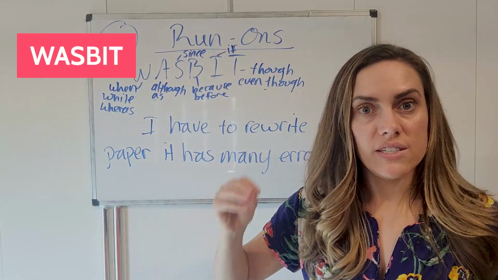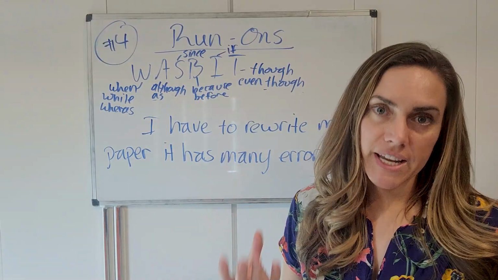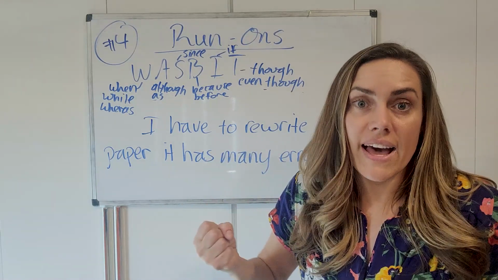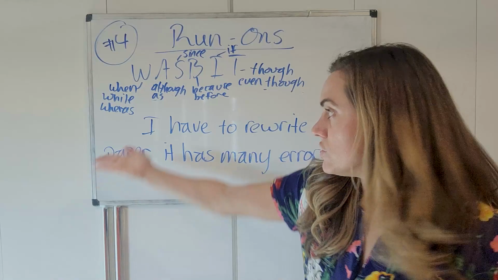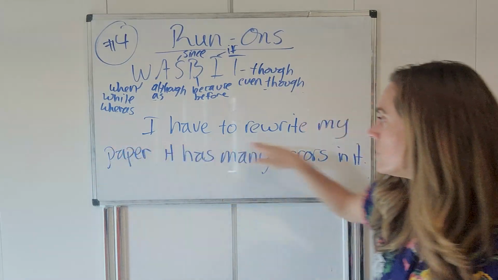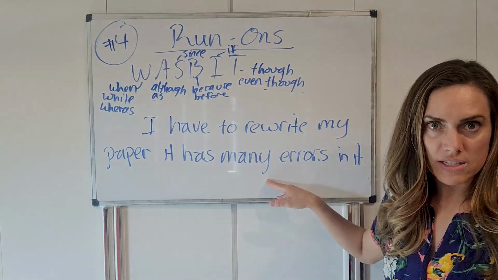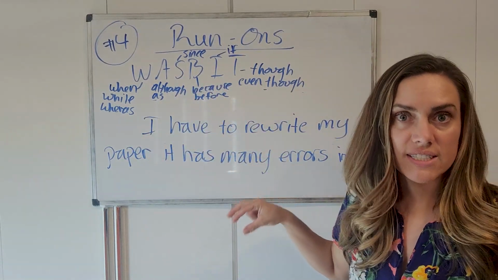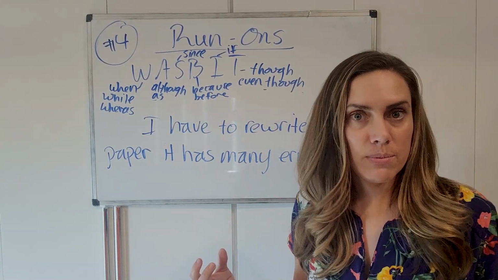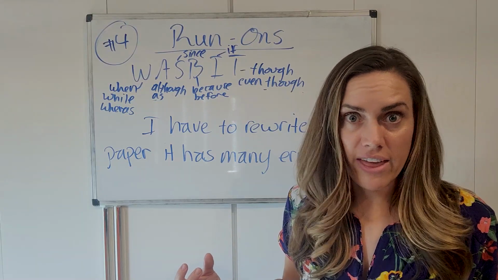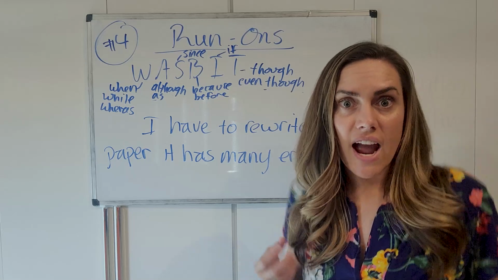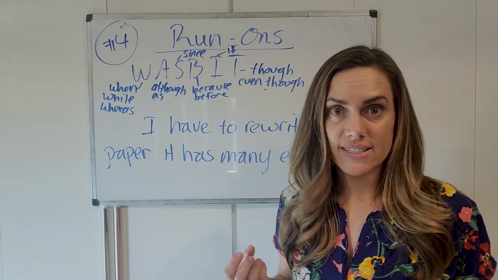When you use these WASBIT, you're actually creating a dependent clause that's not as strong as an independent clause, which is what you have here. You have two independent clauses. So when you add one of these words to one of these clauses, you create a dependent clause. But that's not a bad thing. That's actually a great thing, because now you're going to have sentence variety. Now you're going to have a complex sentence, okay?